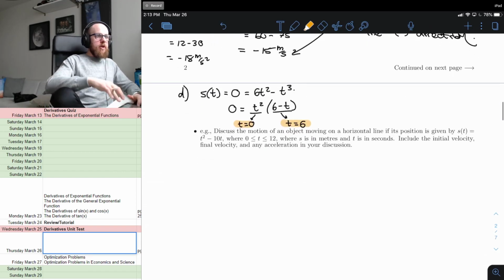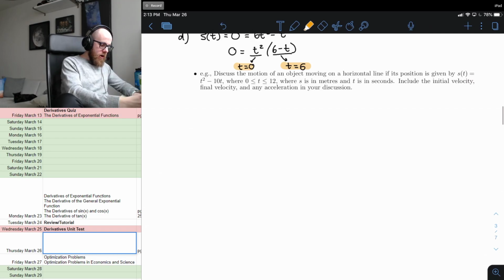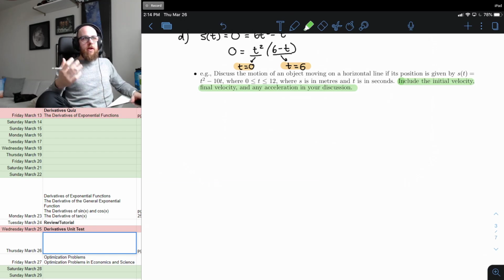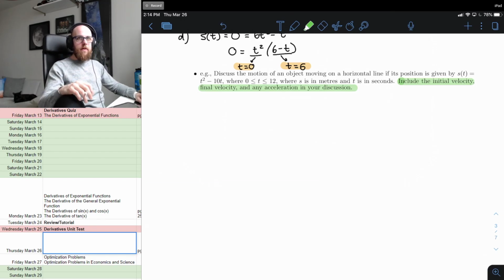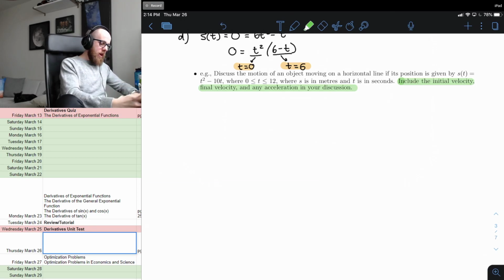All right, next example is pretty similar. We want to discuss the motion of an object moving on a horizontal line, given its position function. So same idea. This question tells us what we need to include in this little discussion. We want to figure out how fast it's traveling initially, how fast it's moving at the end, and then figure out whether or not this thing is accelerating at all. It's a pretty vague question, but we're just trying to get a sense of how this thing is moving, given this position function.